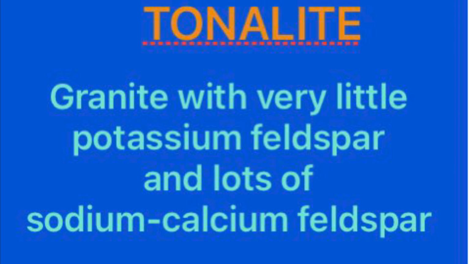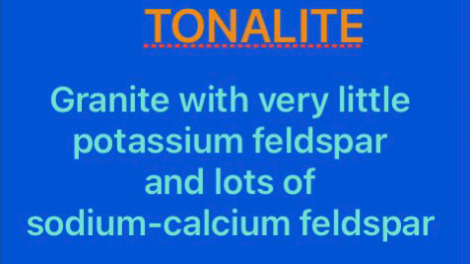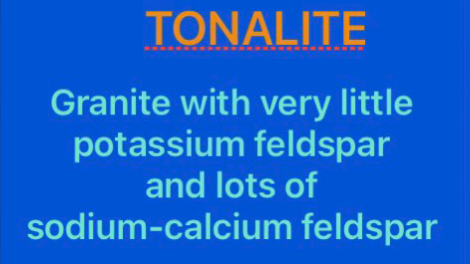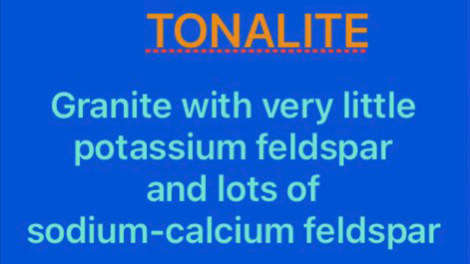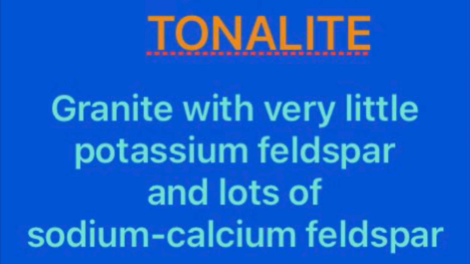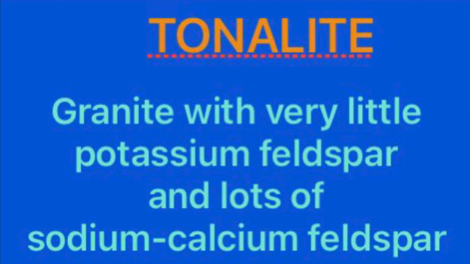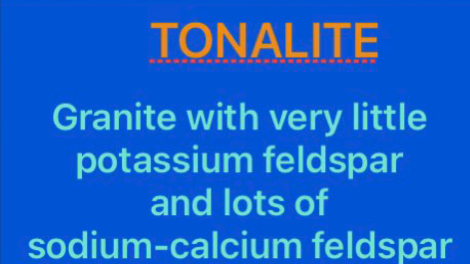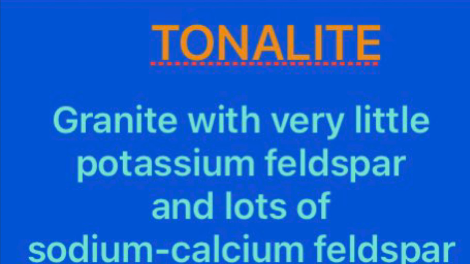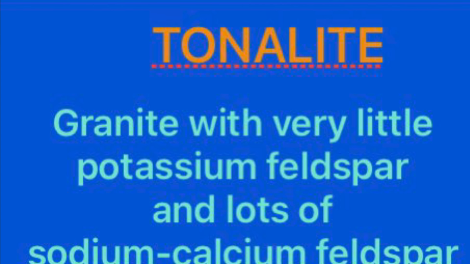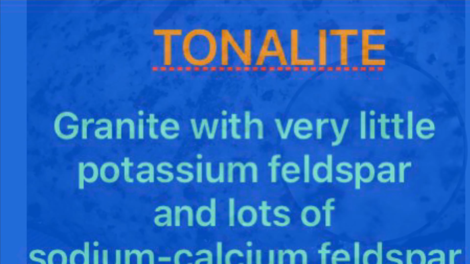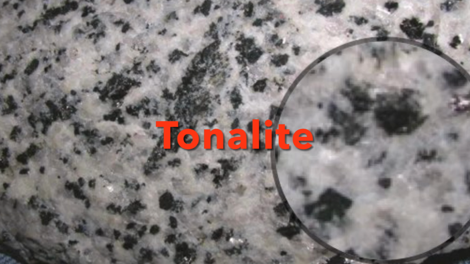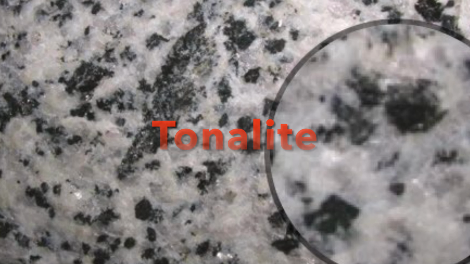And next we have Tonalite, which is granite that has a bunch of sodium/calcium rich feldspar, which is also called plagioclase, and it's usually white, but very little, if any, potassium-rich feldspar, which can be orange or white. And here are some Tonalite examples for you.